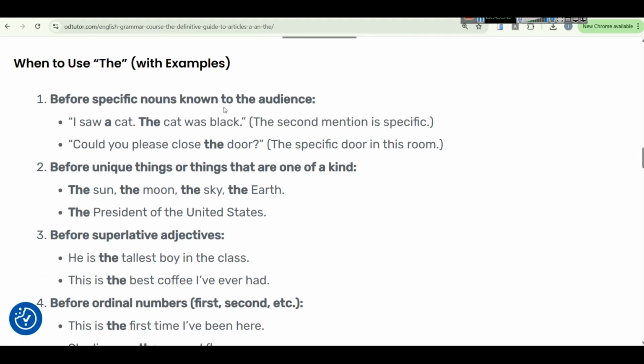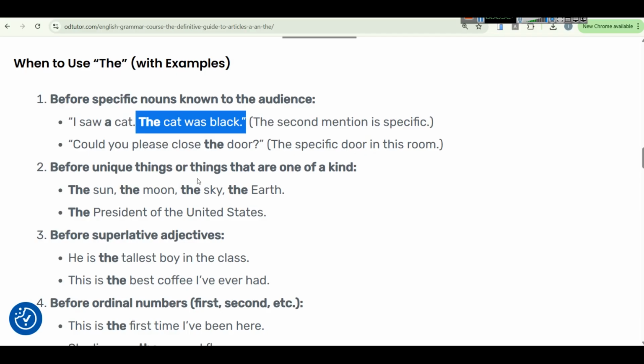Before specific nouns known to the audience. I saw a cat. The cat was black. The second mention is specific. Could you please close the door? The specific door in this room we are talking about.